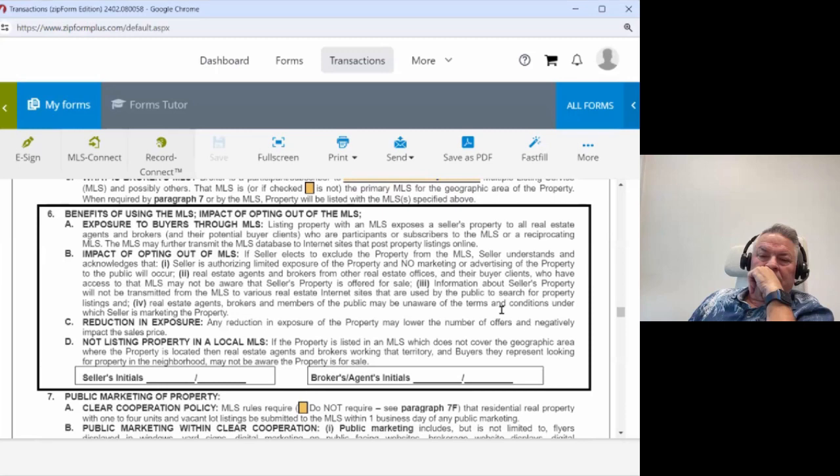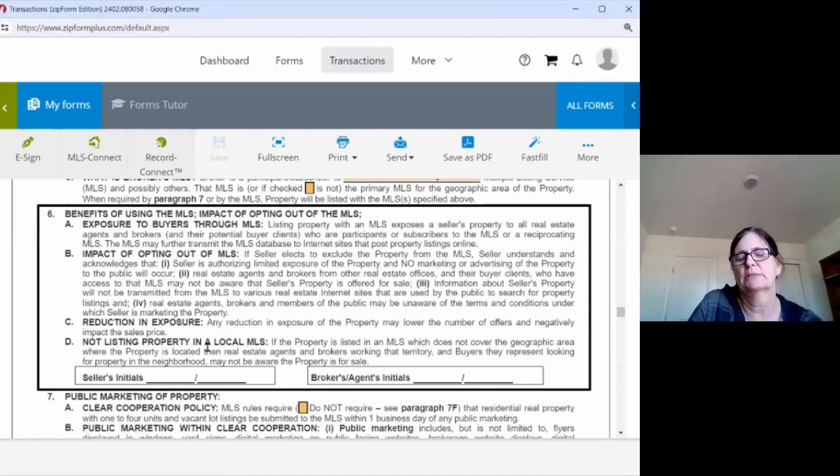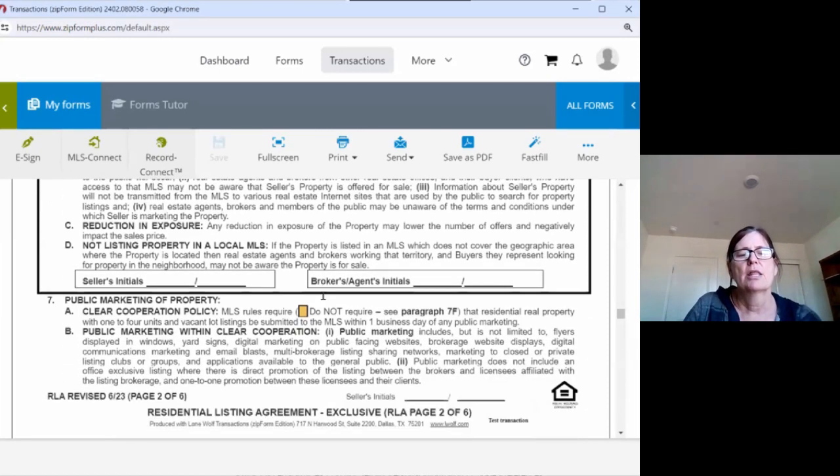And so that's what number D explains, everything that I just said. It has the benefits of using the MLS or the impact of opting out of the MLS, and the seller has to initial it as well as us having to initial that so that their attention is being called to that. And then we have public marketing of the property.